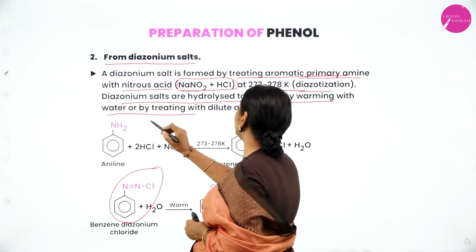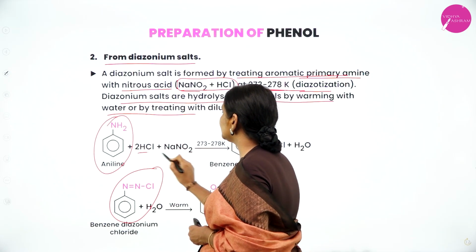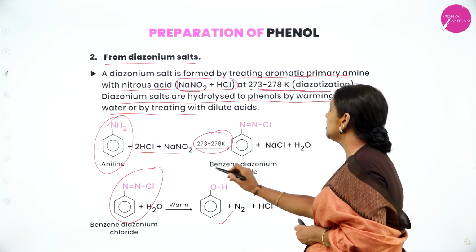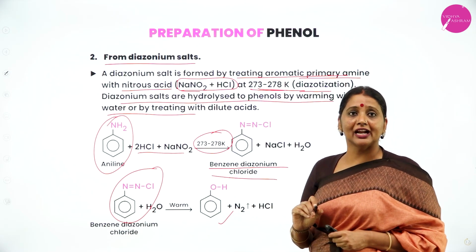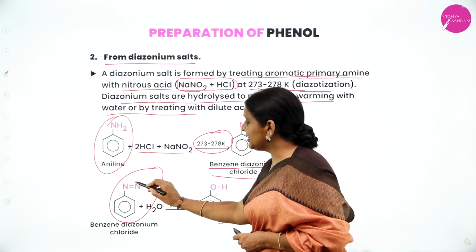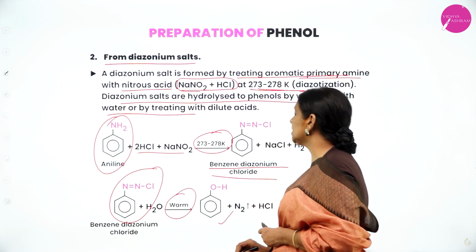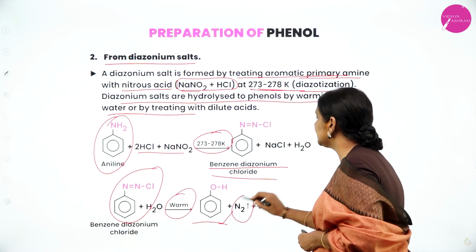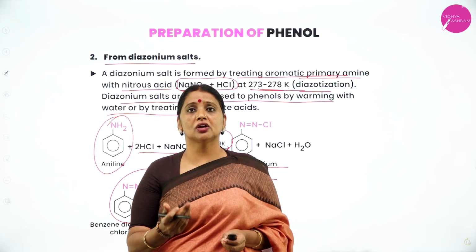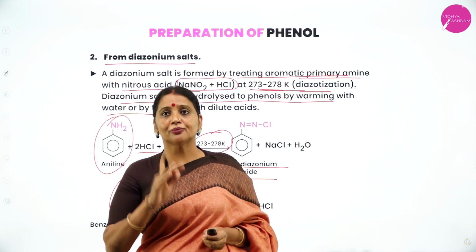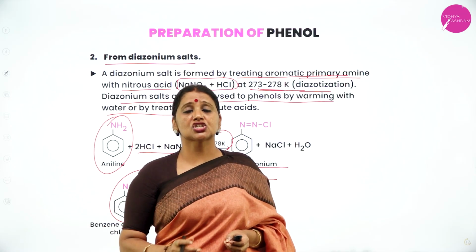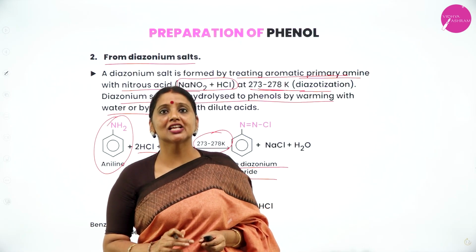Observe here, the aromatic primary amine is aniline. Aniline is treated with HCl and NaNO2, sodium nitrite, at 273 to 278 Kelvin, and you will get benzene diazonium chloride. This benzene diazonium chloride is warmed with water or dilute HCl, and it gives rise to phenol with the liberation of nitrogen. This is how you convert diazonium salt into phenol. The preparation of diazonium salt from aromatic primary amine and nitrous acid at 273 to 278 Kelvin is called what? Diazotization.